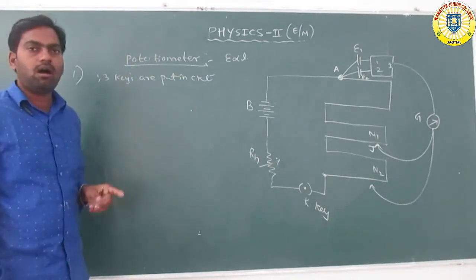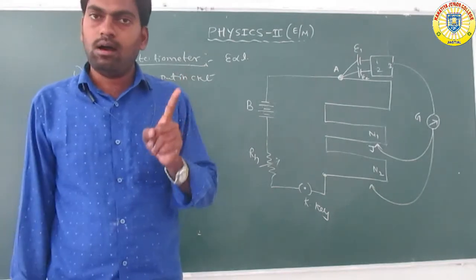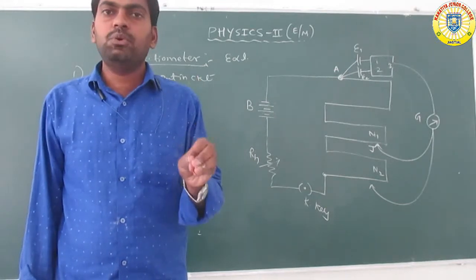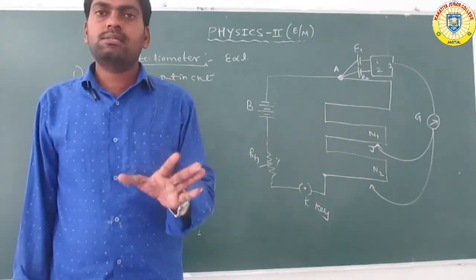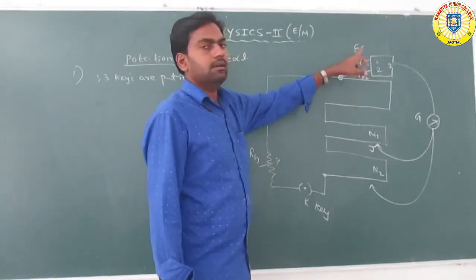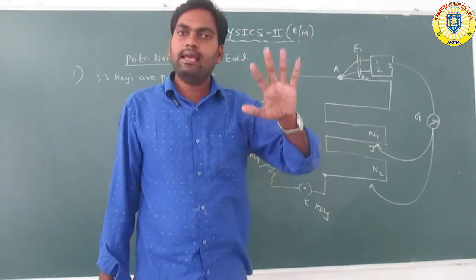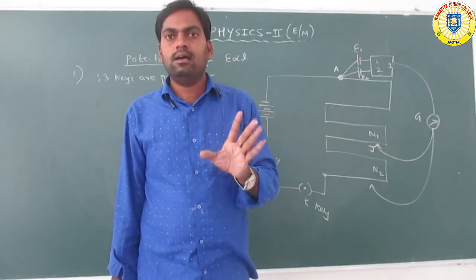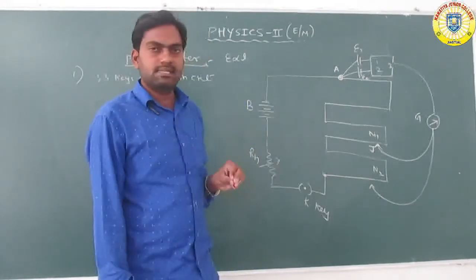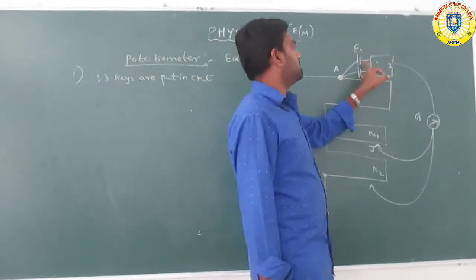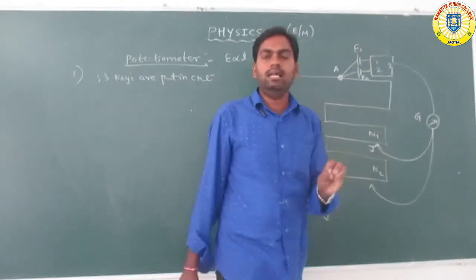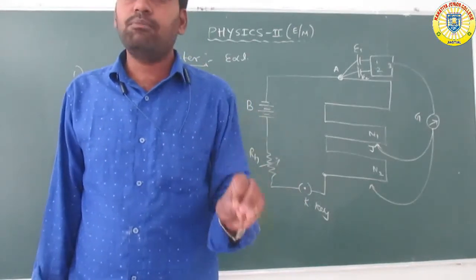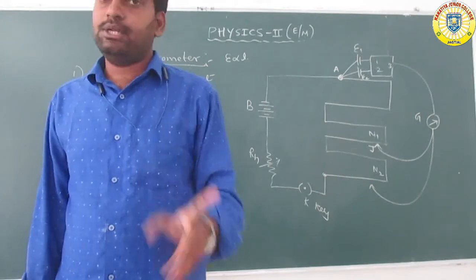Keys 1 and 3 are inserted in the two-way box, so only the E1 cell is included in the circuit. The E2 cell is just like switched off mode. Only the E1 cell is active.